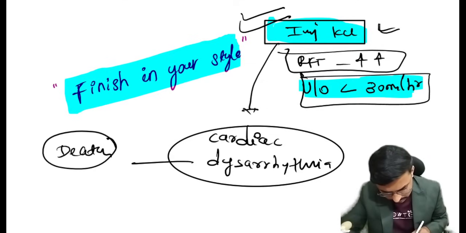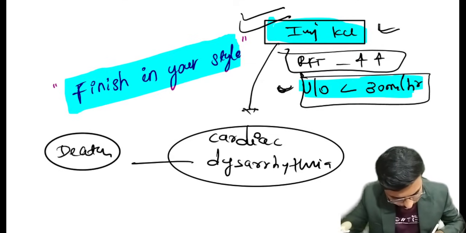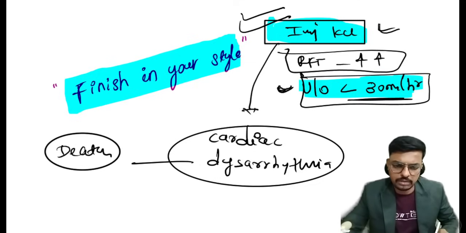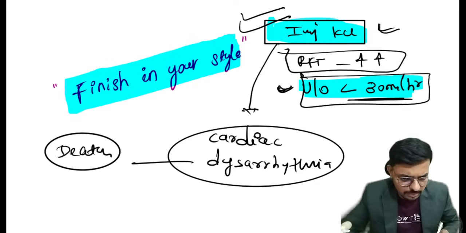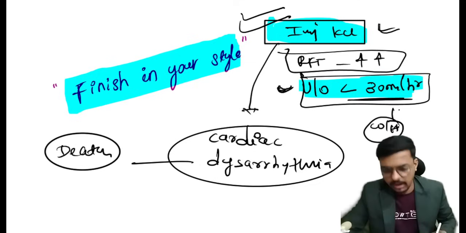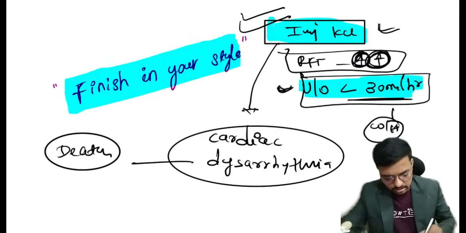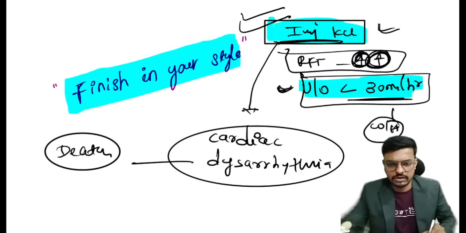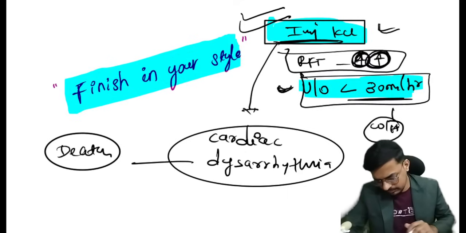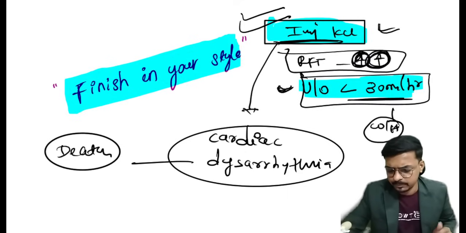So before giving the injection KCL, what to monitor? We need to monitor the urine output. If it is more than 30 ml per hour, give. If it is less than 30 ml per hour, withhold and inform the doctor. Very important. And the RFT value: if creatinine is increased and blood urea nitrogen is increased, don't give the injection KCL, inform the doctor.